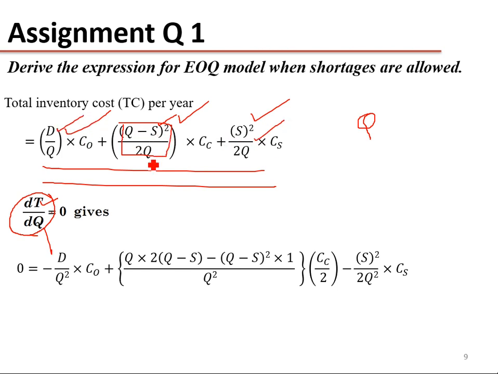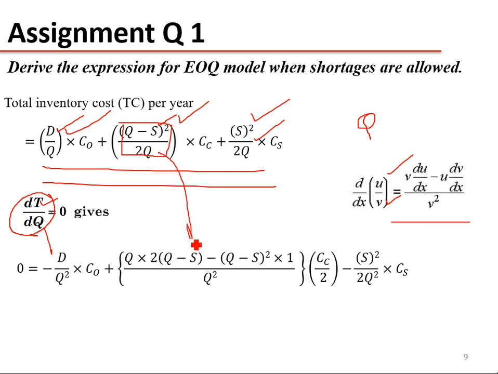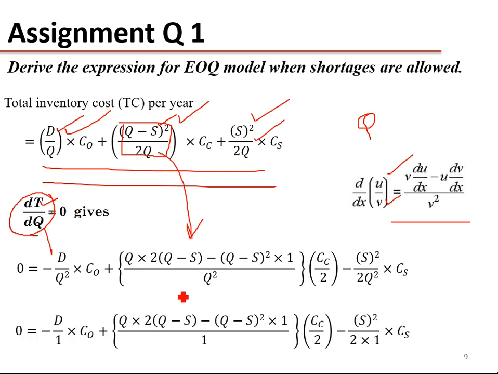Over here, Q minus S square upon 2Q, this is nothing but u upon v, and for the derivative of u upon v, we know the formula when u is the variable and v is the variable. So we can solve this u upon v in the form of this. Same way I put over here, and we get the equation in this form. And after that, this Q you take to this side. Q square from this is gone, Q square from this is gone, Q square from this is gone. So it is 1 over here.